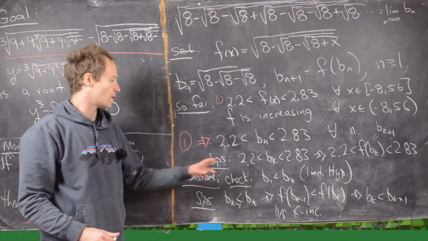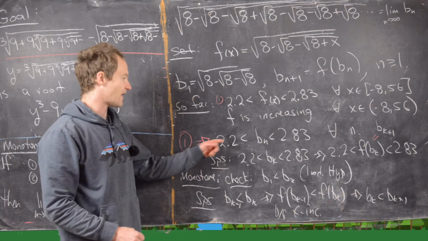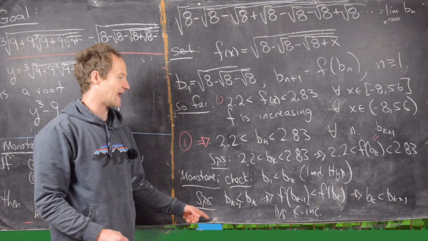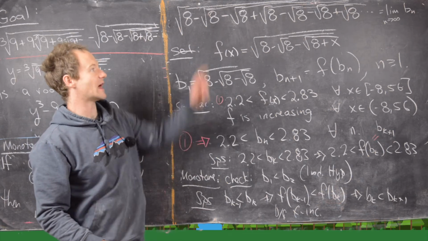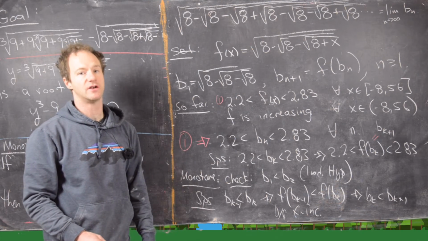Okay, good. So here's what we have. We have a bounded sequence and a monotone sequence. So that means we know that this thing converges.